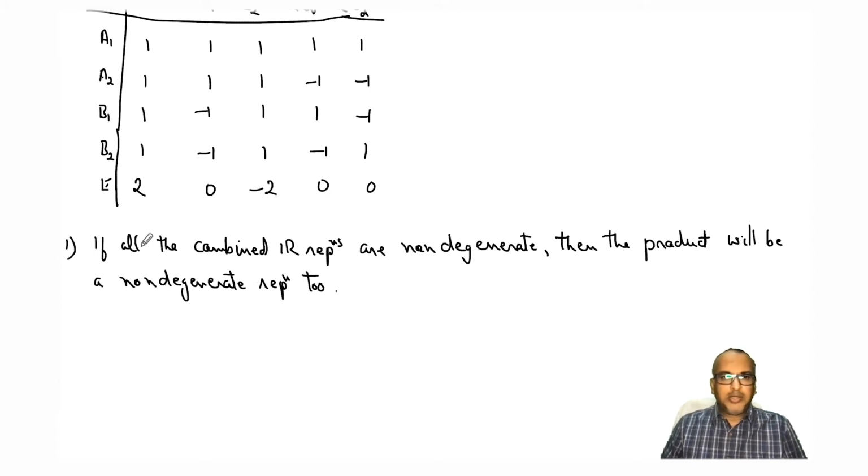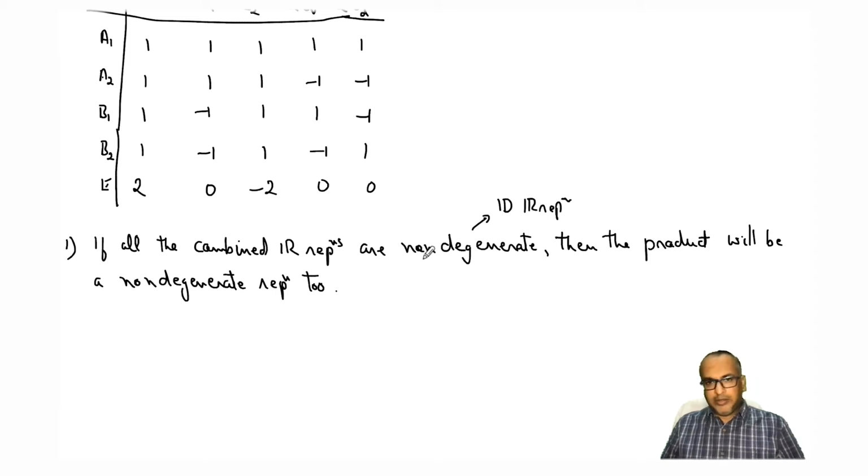So what does it mean? It's saying that if all the combined, meaning those for which we are calculating the direct product, are irreducible representations which are non-degenerate. What is non-degenerate? Non-degenerate means one-dimensional IR representations, right? Then the product will be a non-degenerate representation too. So let us see an example. Let's say we are making a direct product, combining A2 with B1 with B2. So what do we have here?